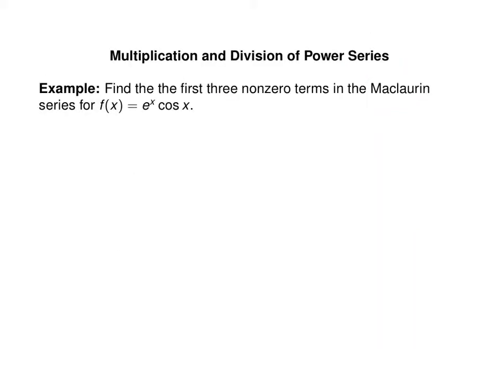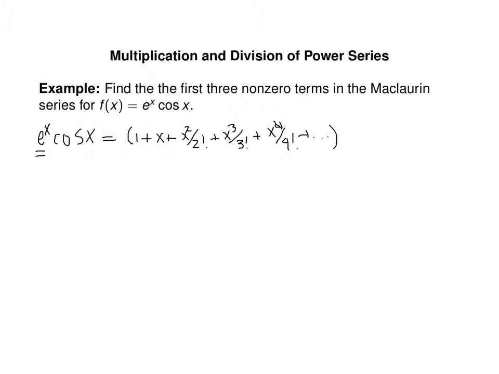Final thing we're going to do with these series are multiply them and divide them, and multiplication and division are tedious enough when you have finite polynomials, let alone infinite series. So this can get a little bit ugly. So if we're taking e to the x times cosine x, so first of all, e to the x's expansion is 1 plus x squared over 2 factorial plus x cubed over 3 factorial plus x to the 4th over 4 factorial. We're only looking for the first 3 non-zero terms, so that's probably going to be enough.